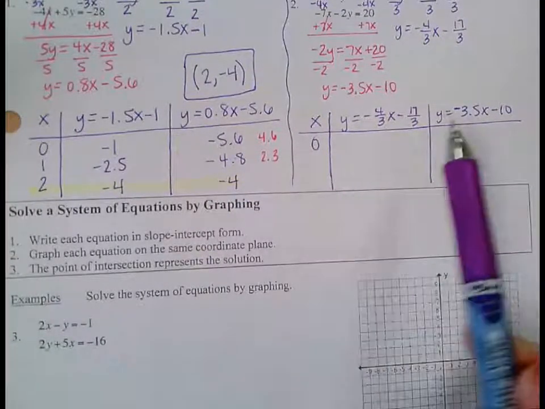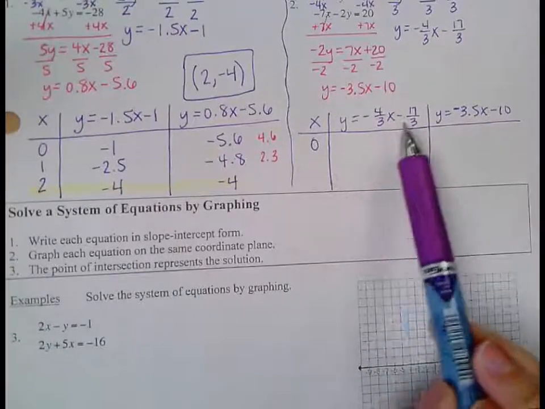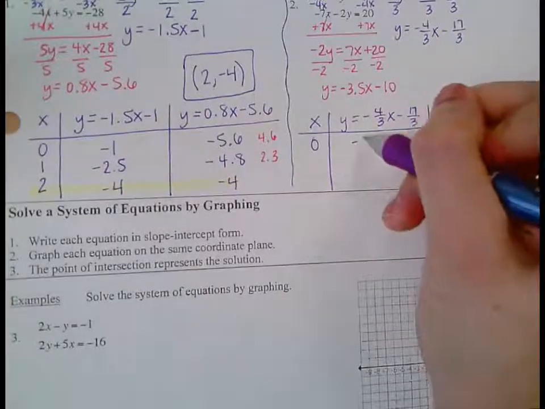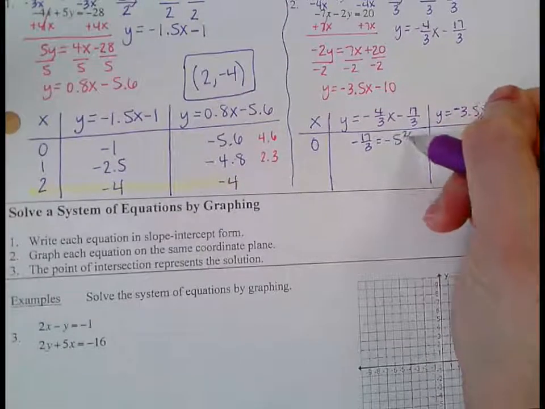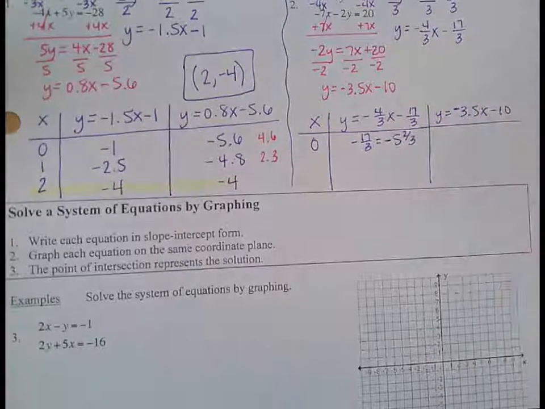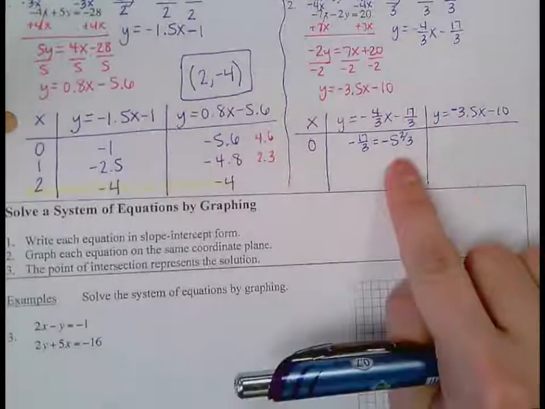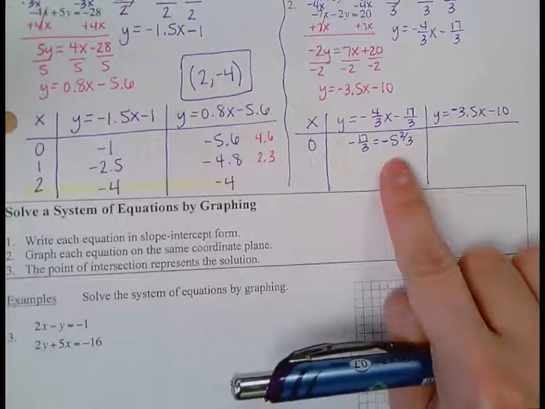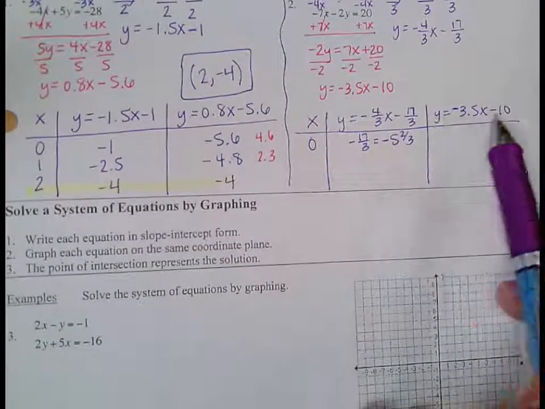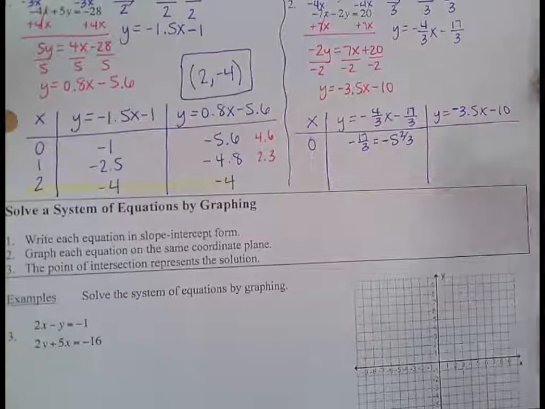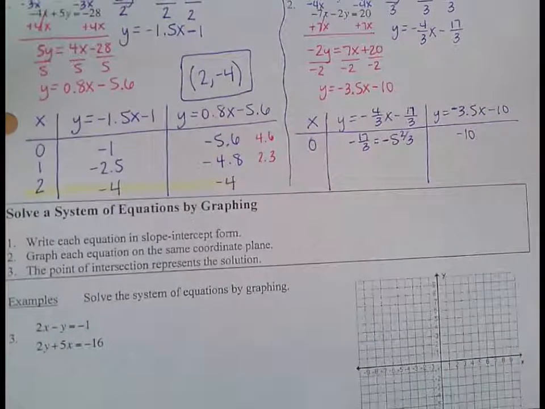So if I substitute in 0, then my y value for the first one will be the negative 17/3, which is negative 5 2/3. Perhaps looking at the mixed number there, or even if you wrote this as a decimal, just to have an idea of how far it is from the other number, that would be okay. And then for the second equation, I would have just negative 10. Okay, not the same, so I have to keep going.